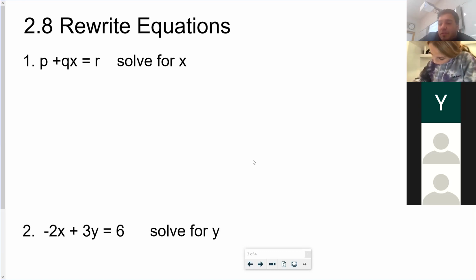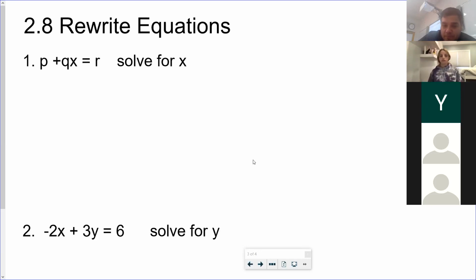Now, in these questions, they're going to be mostly variables. Sometimes there are numbers, but the key situation here is it's always going to ask you to solve for something. For number 1 here, P plus QX equals R, solve for X. What does it mean to solve for X? That means I want to get X by itself. I want it to say X equals blank. I don't know what that blank is until I solve it, but I'm moving everything around to get X by itself.